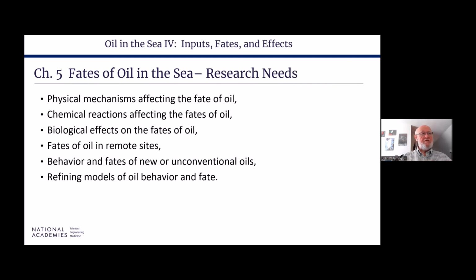We made some recommendations in all of the various categories that you might think of: physical mechanisms affecting the fate of oil, chemical reactions, including photochemistry, affecting the fates of oil, biological effects on the fates of oil, the fates of oil in remote sites, such as in the Arctic or in the deep waters, fates of oil and behavior and fates of new or unconventional oils, for example, low sulfur fuels and various aspects of diluted bitumen. And then there's the whole issue, as Scott has pointed out eloquently, refining models of oil behavior and fate.